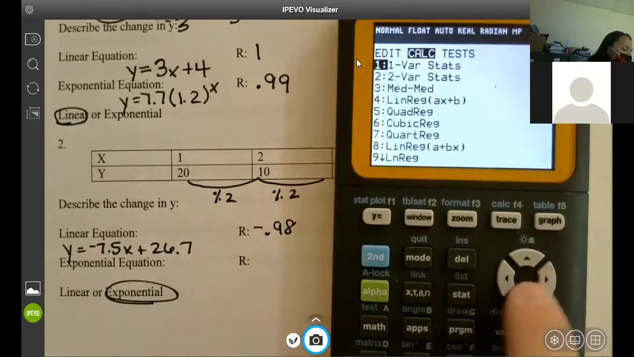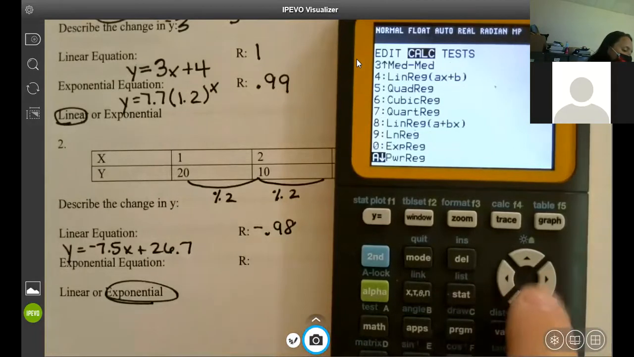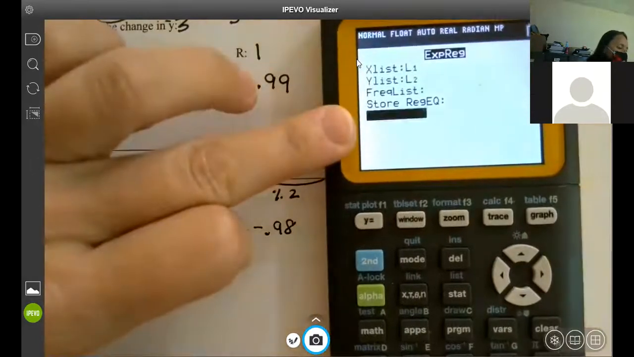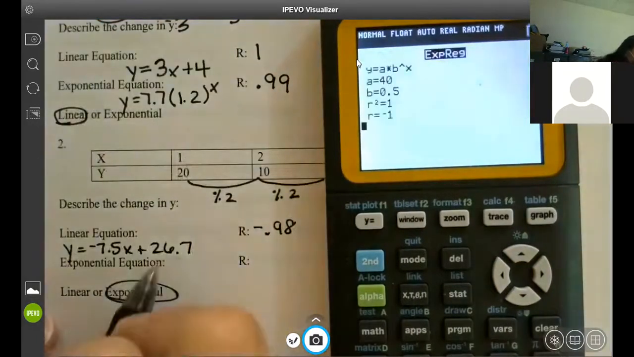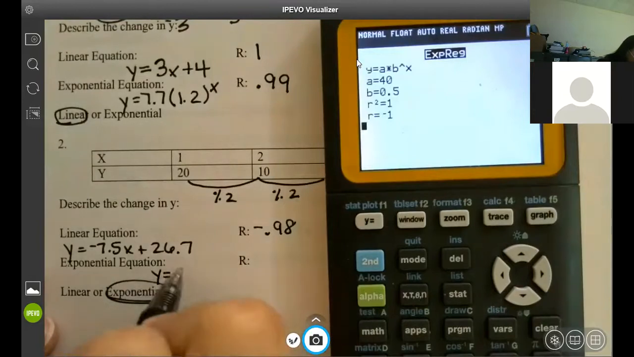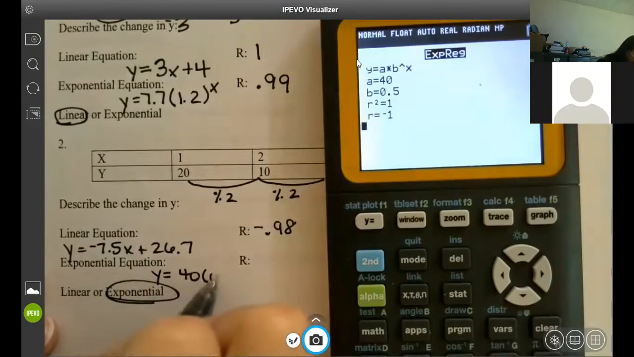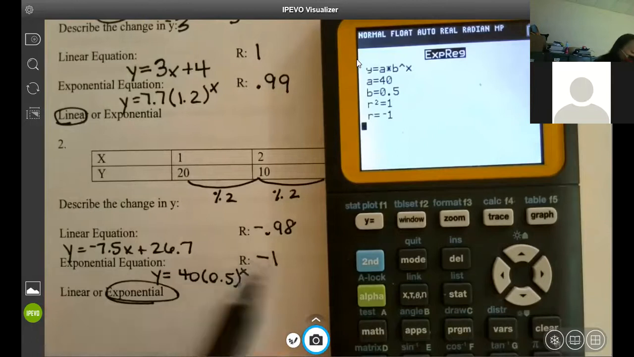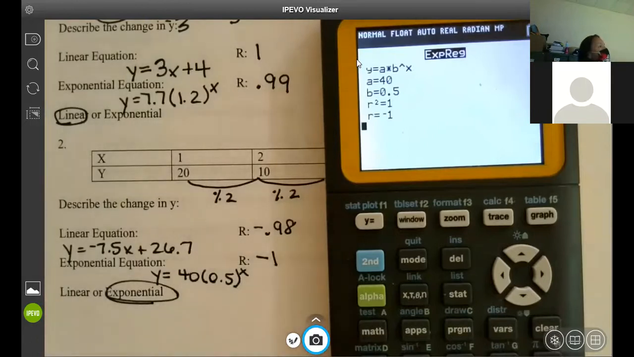Then I'm going to do stat, calc, exponential. And we're going to calculate. And it says our equation is y equals, we start at 40. Our multiplier is 0.5. That's 1/2, dividing by 2, to the x, and what's our r? Negative 1. So which one is better? 1. Exponential, just like you said.